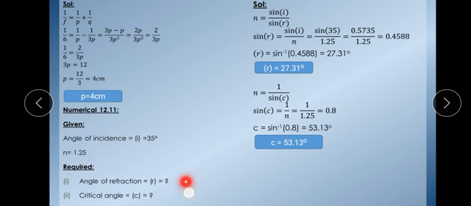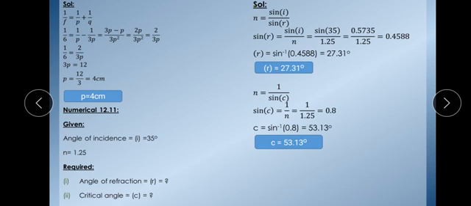For the angle of refraction, we'll use Snell's law. n is equal to sine of i over sine of r. In the next step, as we have to calculate sine of r, it will become equal to sine of i over n. We will put the values: sine 35 divided by 1.25. As we take the value of sine 35 from the calculator, it will become 0.5735, and divided by 1.25, it will become 0.4588.